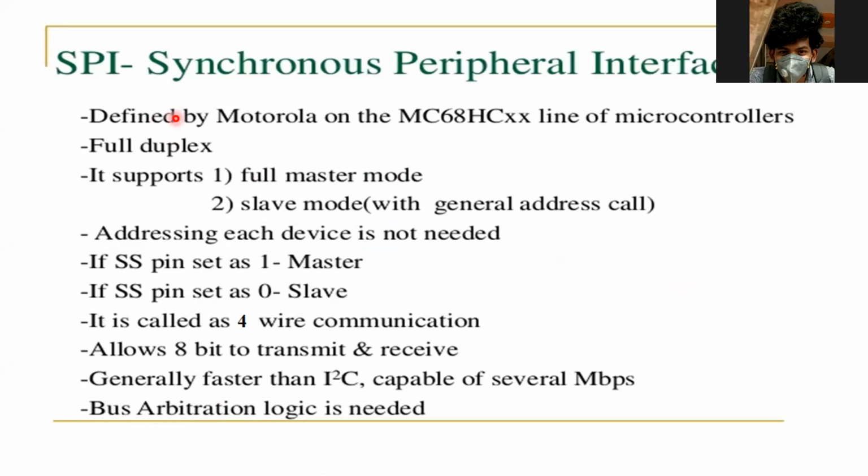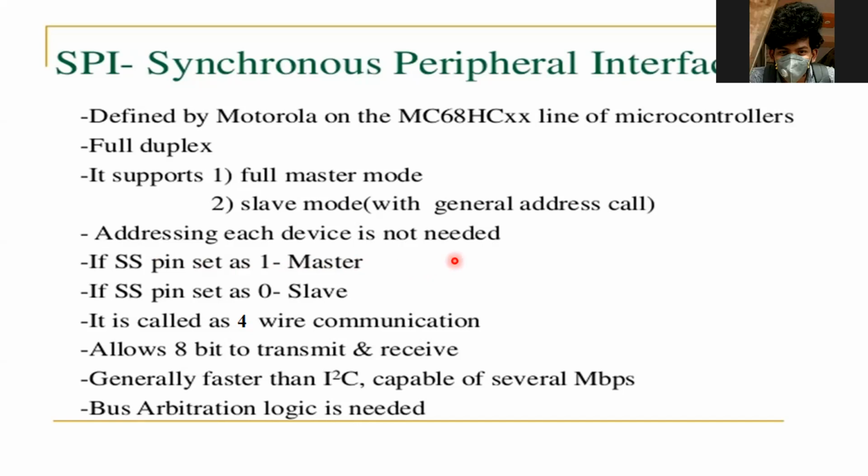So Kritika's first point is that it is developed by Motorola. Then Kritika, next point: full duplex. That means it will receive as well as send. Then it is working on which mode? Master mode and slave mode. You understand? I square C and SPI only operate in master slave mode. CAN, RS-232 and RS-485 don't have master slave mode. So SPI is working under master and slave mode. Addressing each device is not needed. What is the next point?